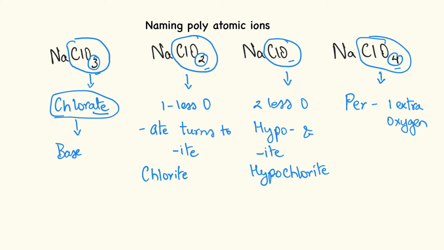Anyways, so considering you have 1 extra oxygen compared to the base ion, you add the prefix per to the base ion's name, and ClO4 then becomes perchlorate. Okay, so these are the 3 ways that the name of the base ion can be modified to reflect the change in the number of oxygen atoms. So in this next, the last section of this video, I'm going to help you practice naming these polyatomic ions using a couple of examples.